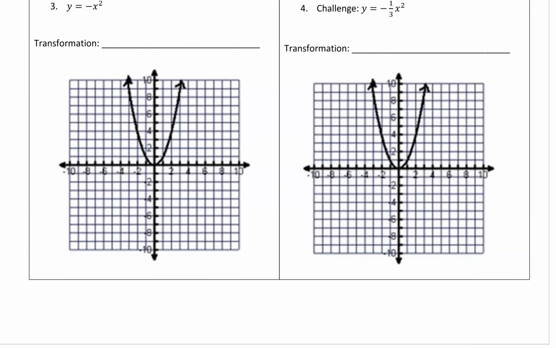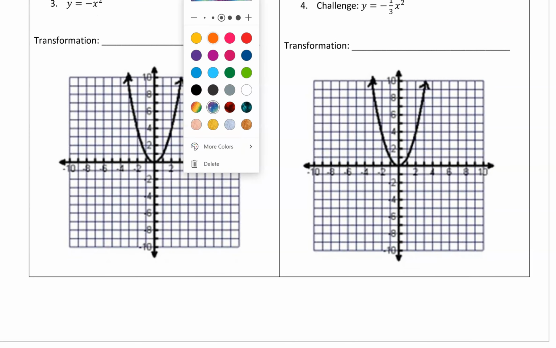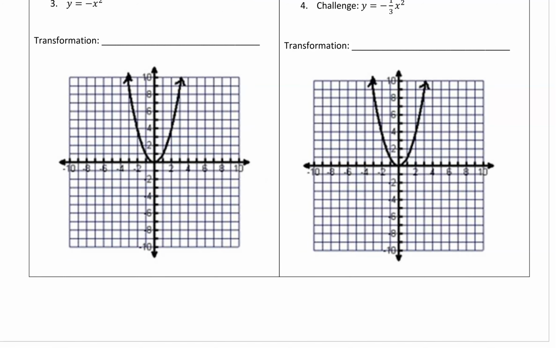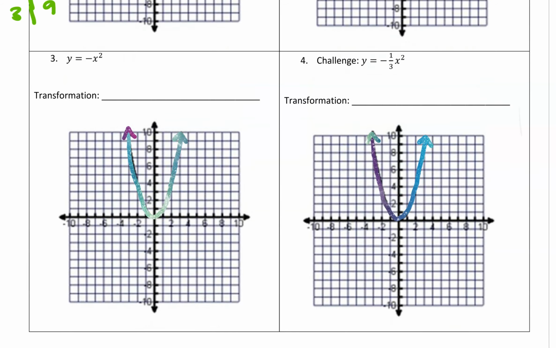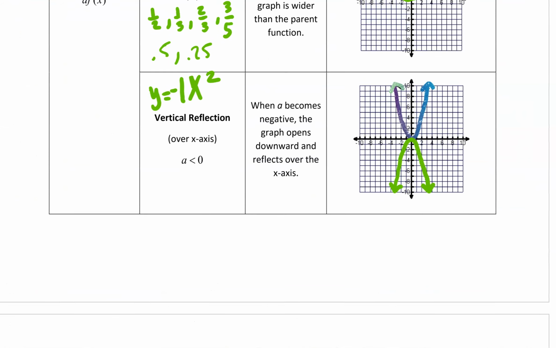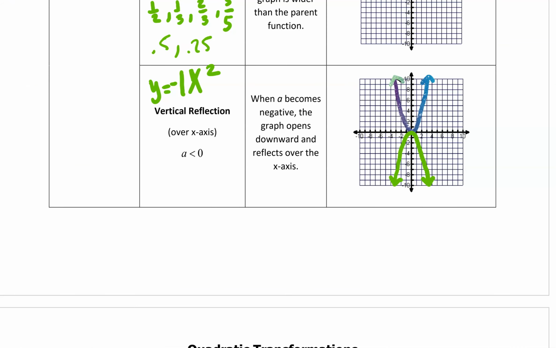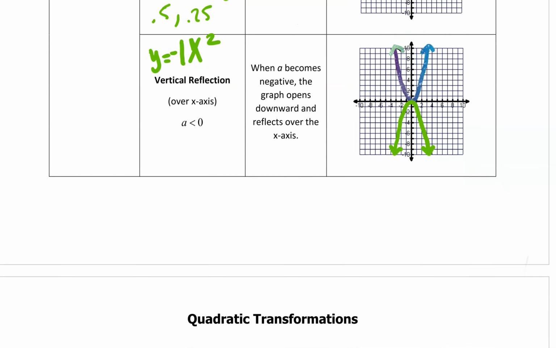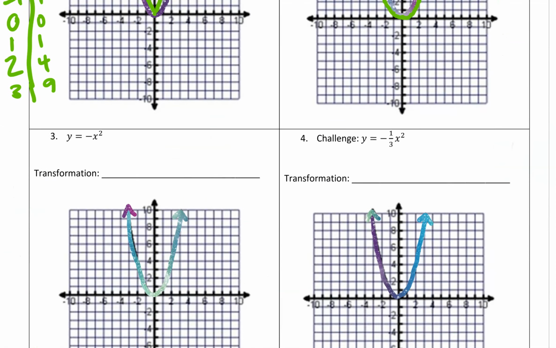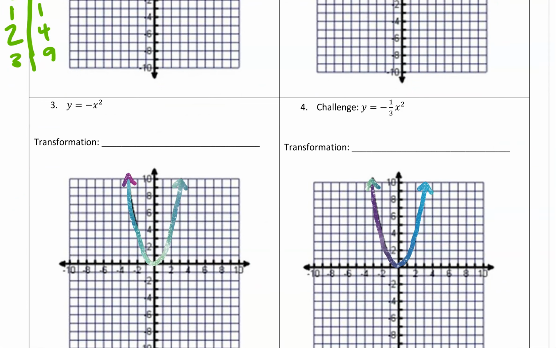Moving forward, I'm going to go ahead and make my parent function stand out a little bit more using my rainbow color. I guess it's more of a galaxy or outer space type of thing. But you get the idea. Those are my parent functions. And again, I noticed on number 3 that it says negative x squared. So I'm going to look at my reference chart and see if it's a vertical reflection, that's when a is less than 0. So -1 is less than 0. So therefore, this is a vertical reflection.